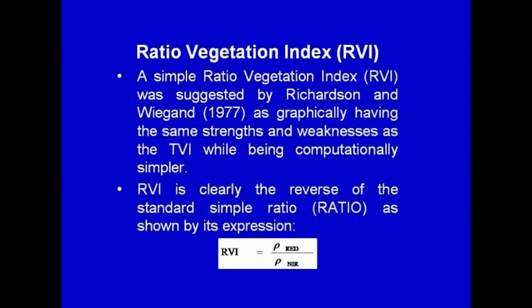Well, it has been observed that the ratio vegetation indices, which was suggested by Richardson and Wiegand in 1977, has graphically the same strengths and weaknesses as the TVI while being computationally simpler. RVI is clearly the reverse of the standard simple ratio, as shown by this particular expression.